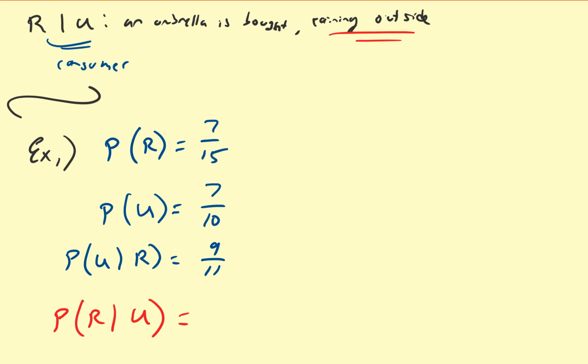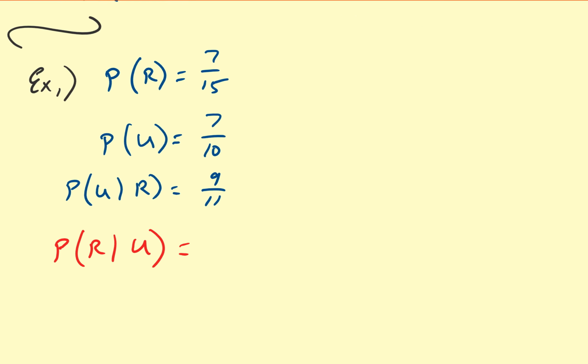So how can we find this actually? Well, we already know that this is equal to the probability of R and U divided by the probability of U. But we do not know the likelihood of it raining and buying an umbrella. So what can we do here? What we can do is multiply top and bottom of this expression by the probability of R.